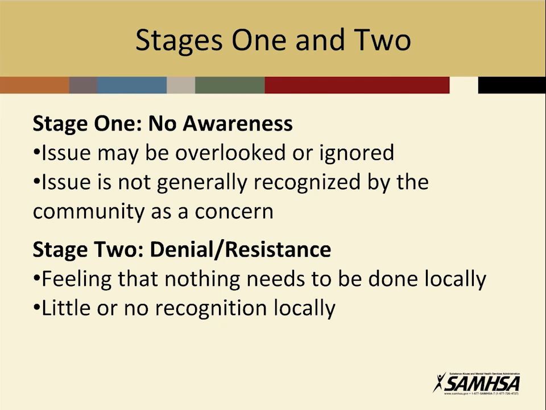So I'm going to go through all 9 stages just to give a brief overview of each one. On stage 1, no awareness, some communities aren't looking at suicide prevention. They're not looking at suicide at all, or suicide may not be recognized in the community as a concern yet. On stage 2, denial and resistance, maybe there's a feeling in your community that nothing's being done right now. Not very many people really know what's happening, or there's no recognition locally about what is happening.